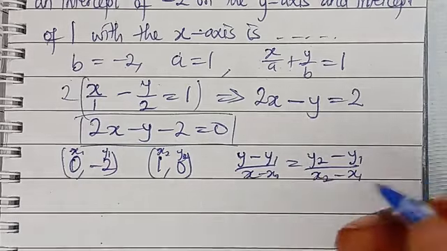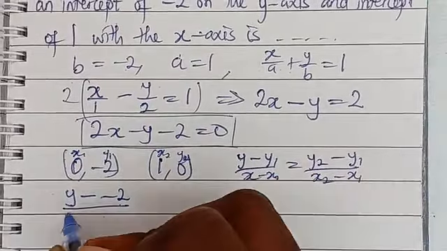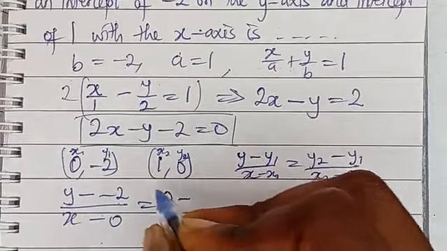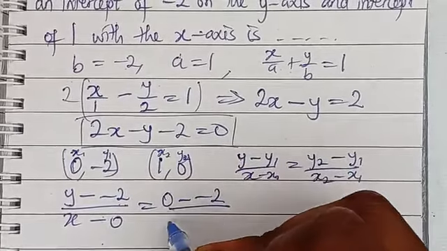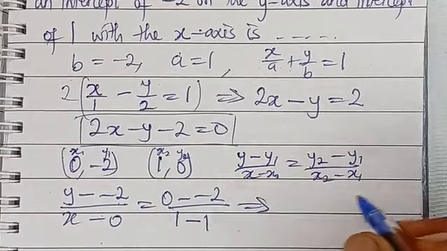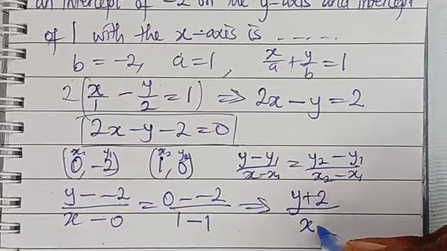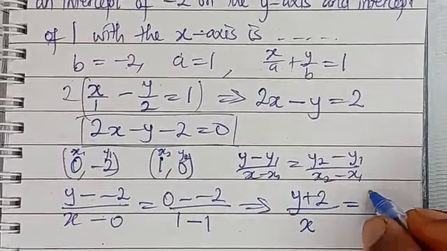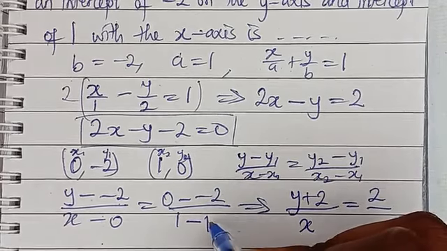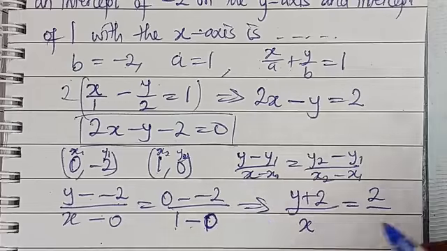Okay, so let's substitute. We have that y minus y1 is minus 2 over x minus x1 is 0 is equal to y2, 0 minus y1, which is minus 2, over x2 is 1 minus x1, which is 0. We have this to give us y minus minus 2 is y plus 2. X minus 0 is x, equal to 0 minus minus 2 is just plus 2, because that 0 plus 2 is 2. Did I write 1? Please, x1 is 0. 1 minus 0 is 1.